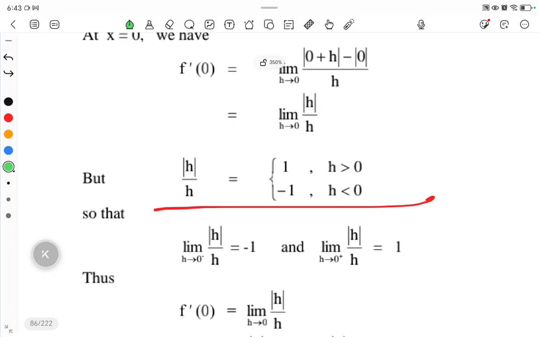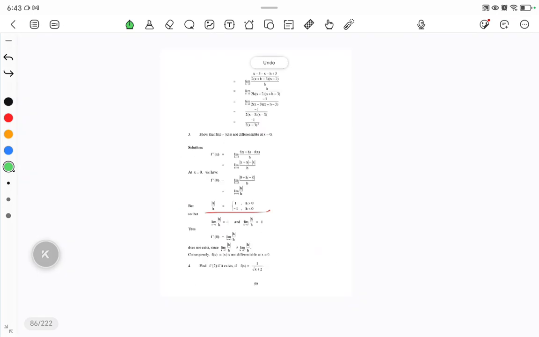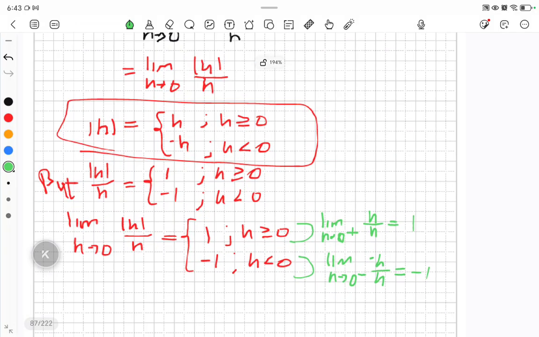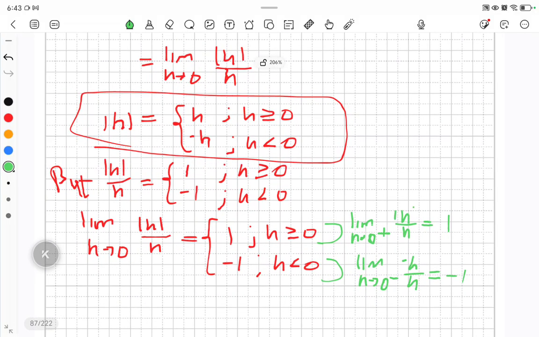If we're approaching from the left, we can choose minus h. If we're approaching from the right, we can choose positive h. So that will be the case. We can replace the absolute value by that. And I think I can also put the absolute value because they did. I'll put it like that.